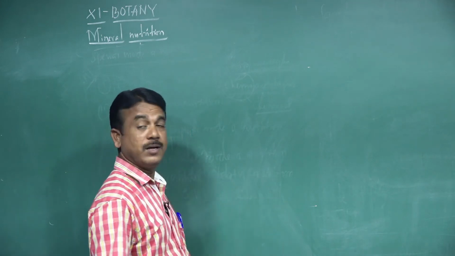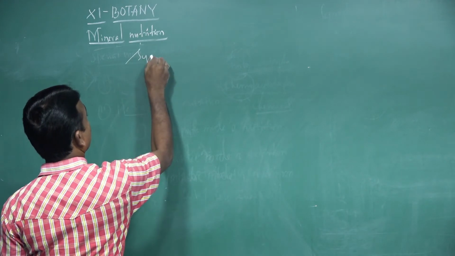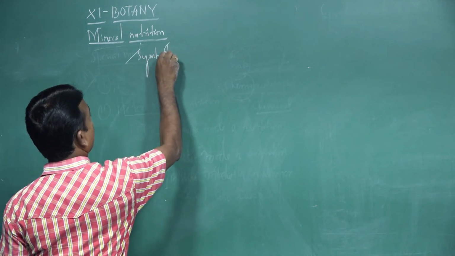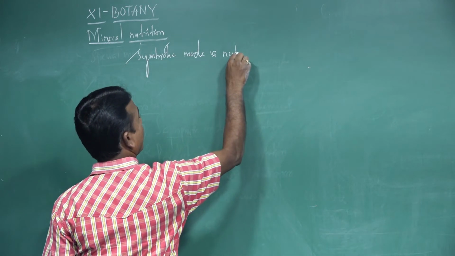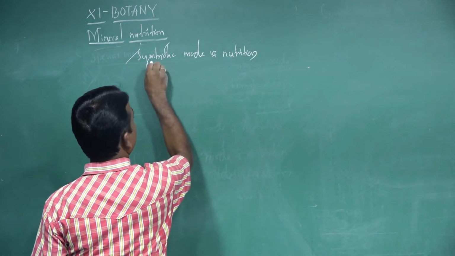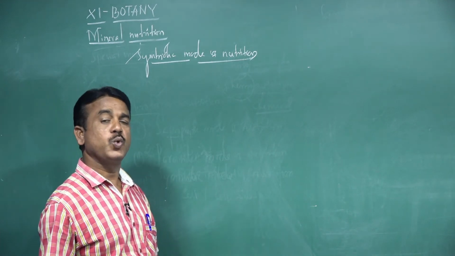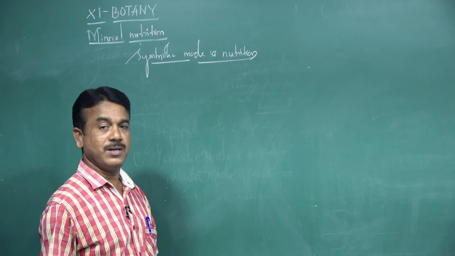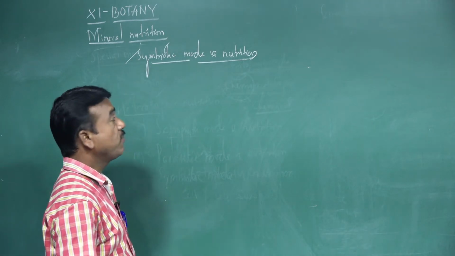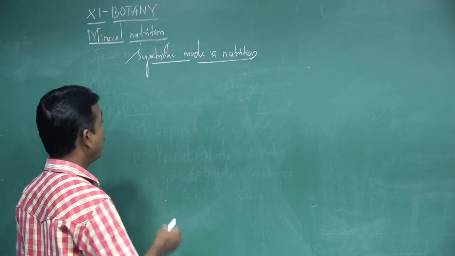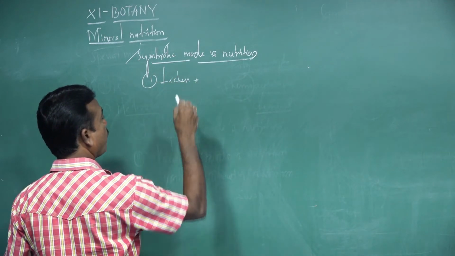Now I will discuss the third one, commonly called the symbiotic mode of nutrition. What is symbiotic? A mutual relationship between two organisms, where both are beneficial. That is the definition of the symbiotic mode of nutrition. The symbiotic mode of nutrition can be classified into various categories. The first one, lichen.